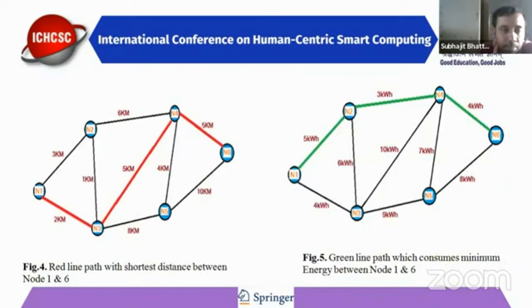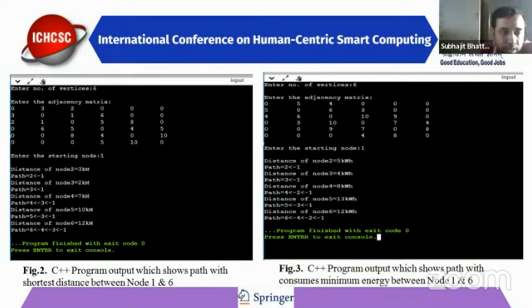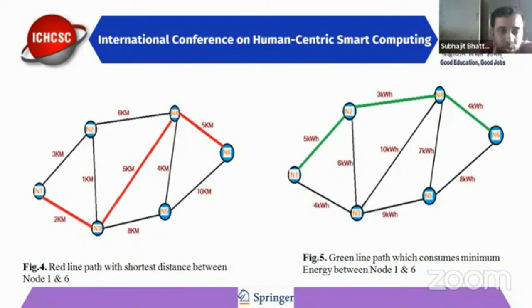Next, this is the path. As I have mentioned, the shortest distance path is 1, 3, 4, 6. You can see here that 1, 3, 4, 6 has been marked in red. The red color is the shortest distance path, which is 12 kilometers. The nodes visited are 1, 3, 4, and 6. But when we calculate the minimum energy path, it is different from this path: 1, 2, 4, 6. That is our aim.